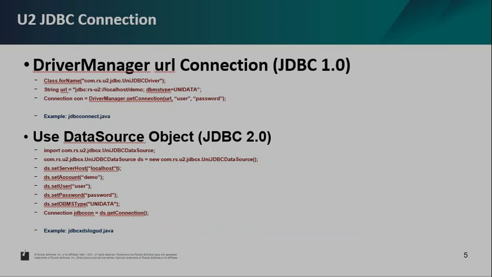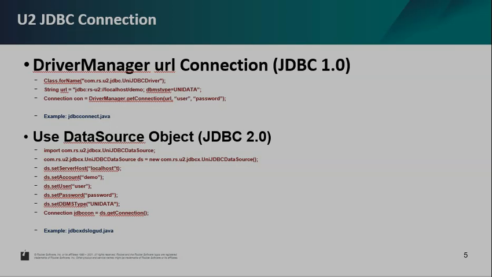Next, pretty simple, the most common way is using the URL connection. You need to define two things. We call Class.forName and specify the U2 JDBC class, and then give the URL setting. Then you just create a connection. After you connect, you can do whatever you want: query, update, insert, delete.